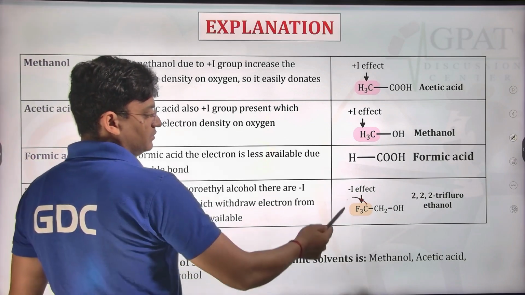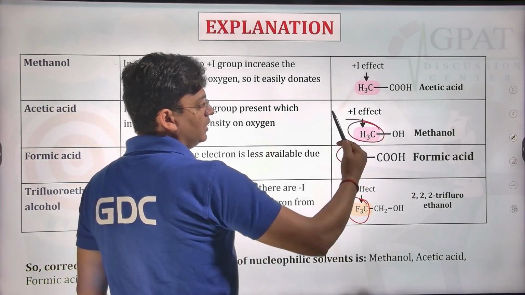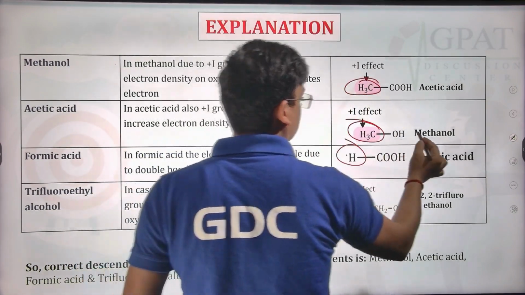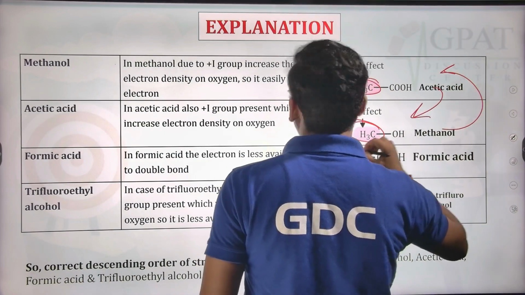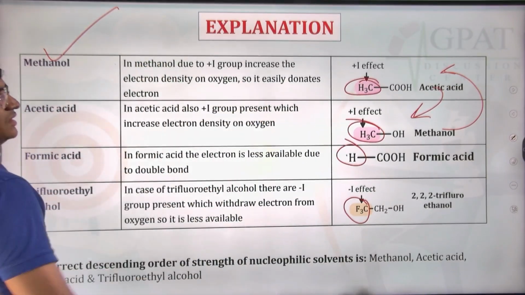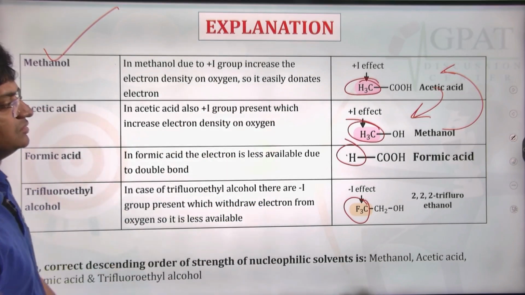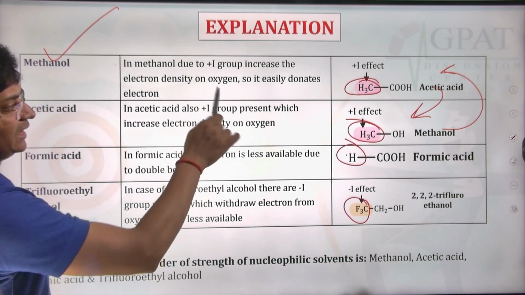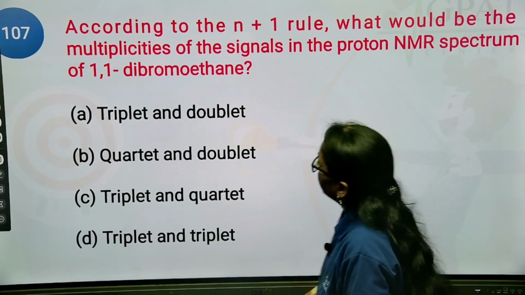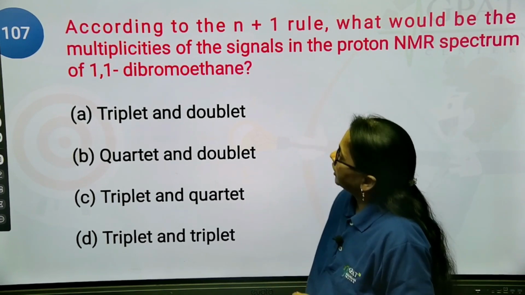So we are having minus I nature groups, no substitutions, like hydrogen is showing neutral. We are having plus I, so methanol will be here, acetic acid will be here. But there is an exchange of the structures just above methanol and acetic acid. Let us move to the next question. According to the n plus 1 rule, what would be the multiplicities of the signals in the proton NMR spectrum of 1,1-dibromoethane?